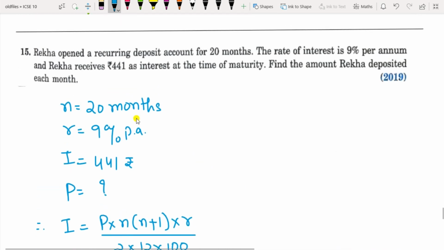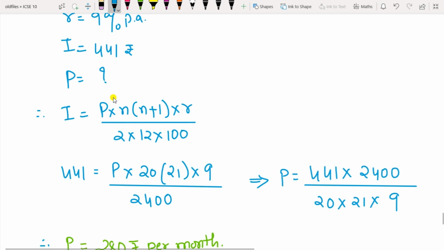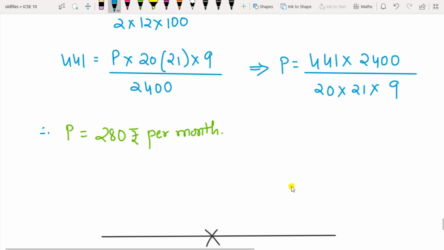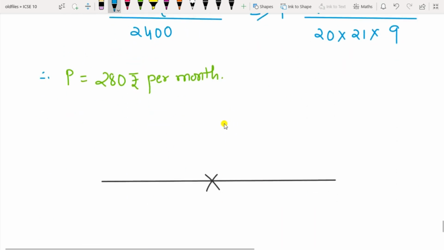Question 15. Rekha opened a recurring deposit account for 20 months. The rate of interest is 9% per annum, and Rekha receives 441 as interest at the time of maturity. Find the amount Rekha deposited each month. So you have to find the P, you know I, R, and N. Therefore I equal to, apply the formula, and you can find P here as 280 rupees per month.